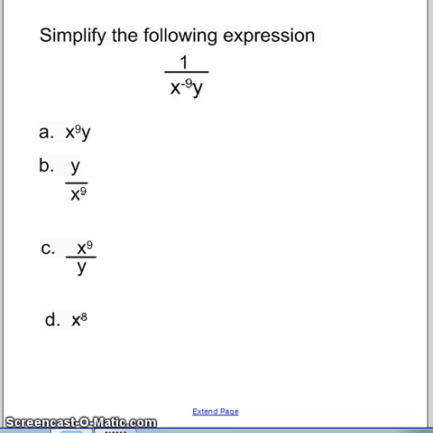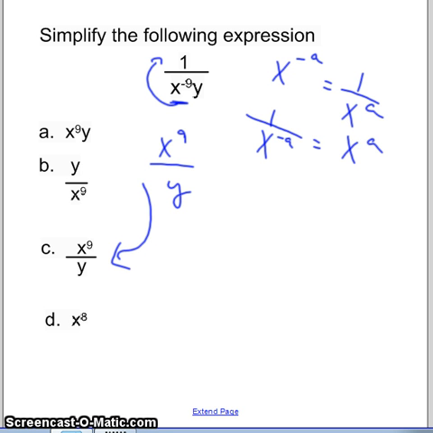This one uses the law of negative exponents. We've got an x to the negative 9 on the bottom. So all we need to do is move it to the other side of the fraction where it becomes positive 9. So it's x to the 9th, and the y was left on the bottom. So C is the answer.